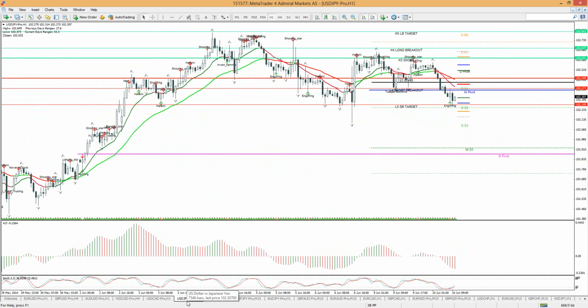Dollar yen, there's a good trend line here. When you connect the tops, the break of that trend line could be interesting. Up to 103, I like that potential. In fact, that makes sense to me. So that's something we can keep on the watch list for upside.